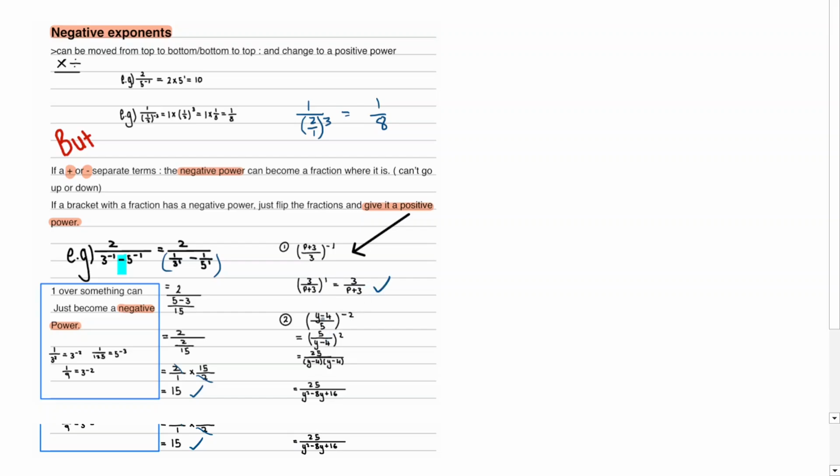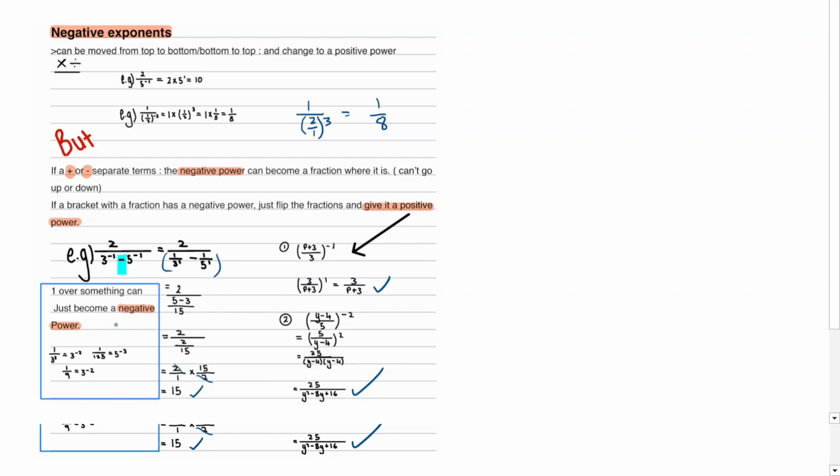Another example, I could make this 1 over this bracket squared, but an easier way I personally like to do it is, when there's a fraction, I just flip it around and change it to a positive exponent. 5 squared is 25. The bottom, y minus 4 squared, ends up being y squared minus 8y plus 16, and so there's your final answer.